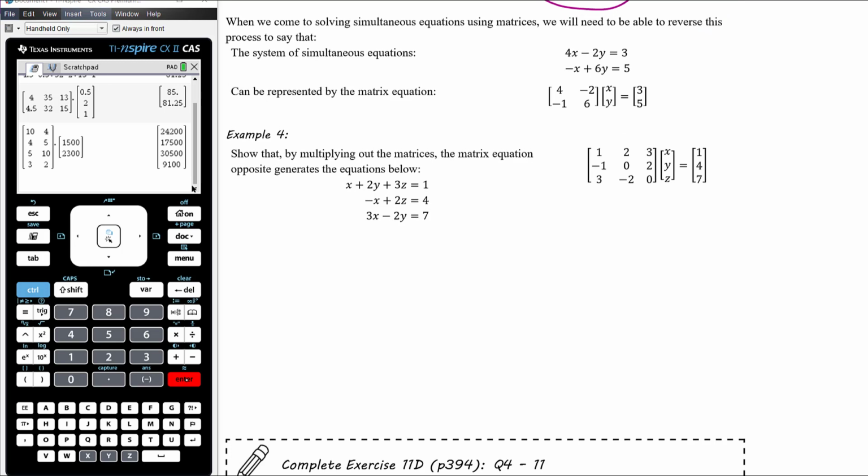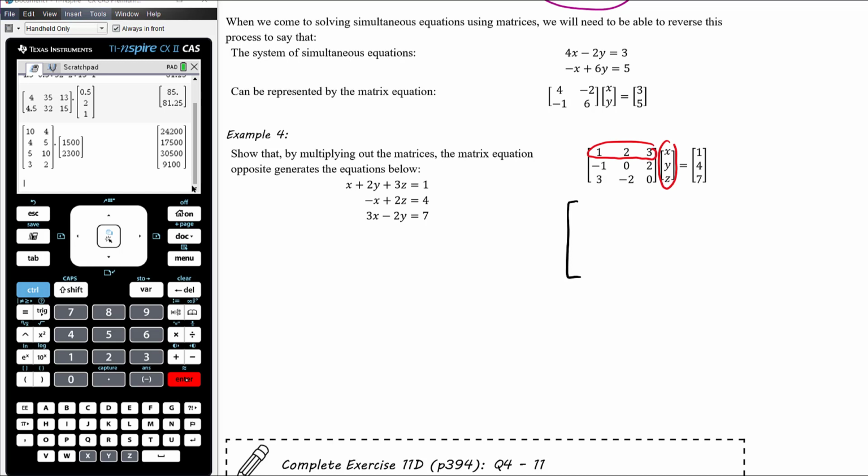So example 4 is show that by multiplying out the matrices in this matrix equation, we can generate the simultaneous equations shown there. Okay, so let's multiply out the left-hand side here. Because we need to show that, we're going to need to actually do it by hand to show what's happening. It's not enough just to type it into your calculator and say, oh yes, look, the answer matches.